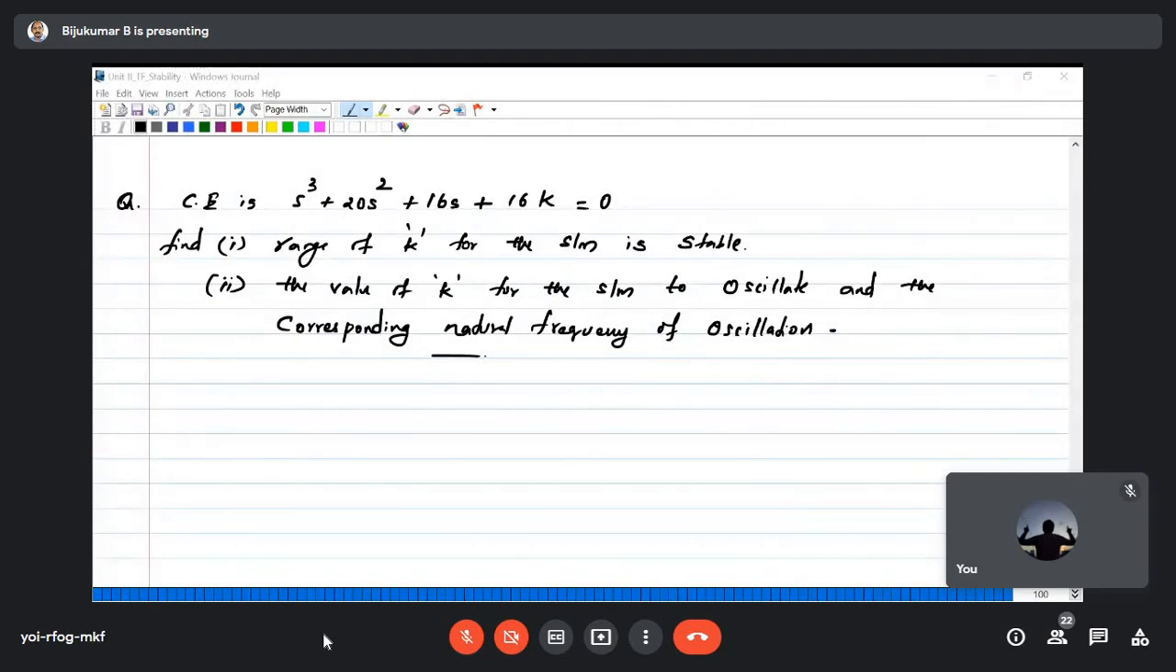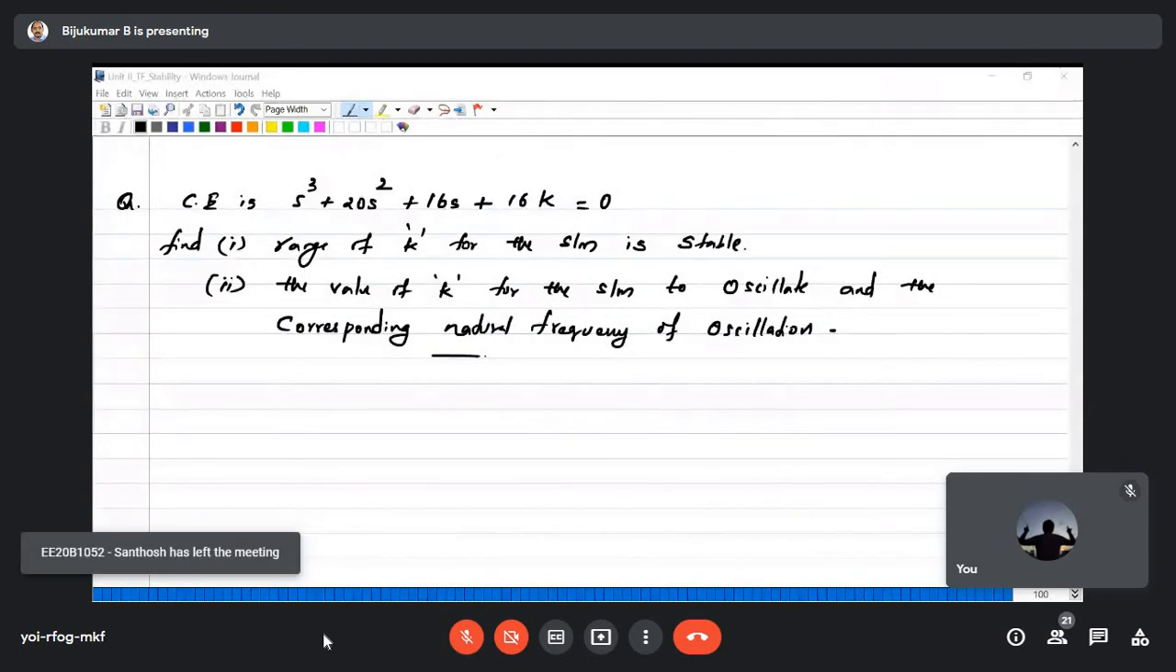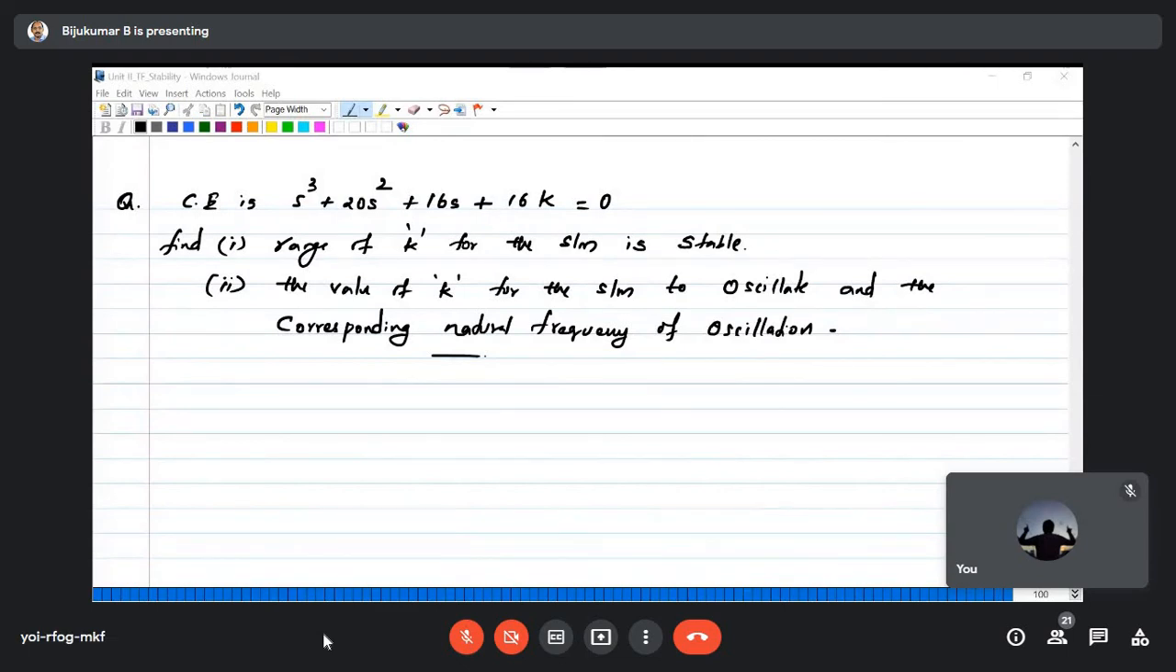So the roll number is 19. Okay. I'm not in the roll number. So 90 is absent today. Okay. 19 and 49, I will not consider as present.